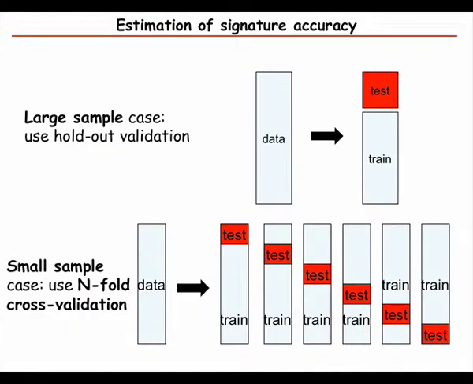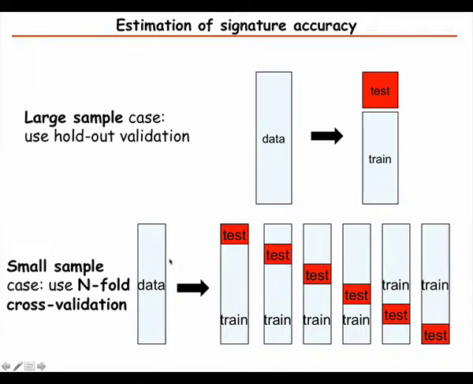So as we said before, the best case is if we have a large number of samples. So we have a data set, and we divide it into a test set and a training set. So first we train our model on the training set, and then we test it on the test set. But it is unusual that we have this amount of data. So another approach would be what's called n-fold cross-validation.